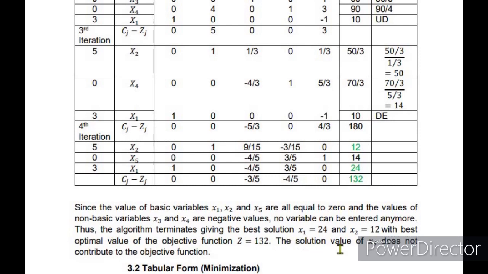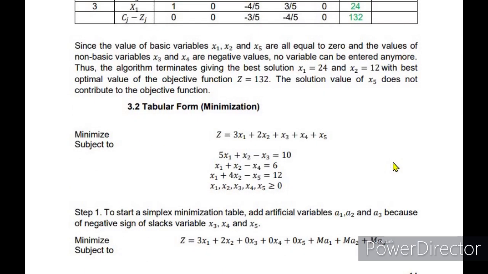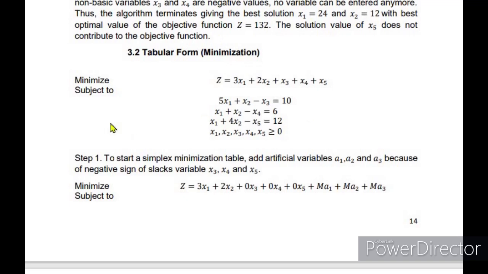So, the best solution here is 24 for x sub 1, okay, and 12 for x sub 2. And their best optimal value is 132, because when we multiply 5 by 12, it is equal to 60, and 0 by 14 is 0, then 3 times 24 is 72, so 72 plus 60 is 132, okay? The solution value of x sub 5 does not contribute to the objective function because it has a coefficient of 0, okay?